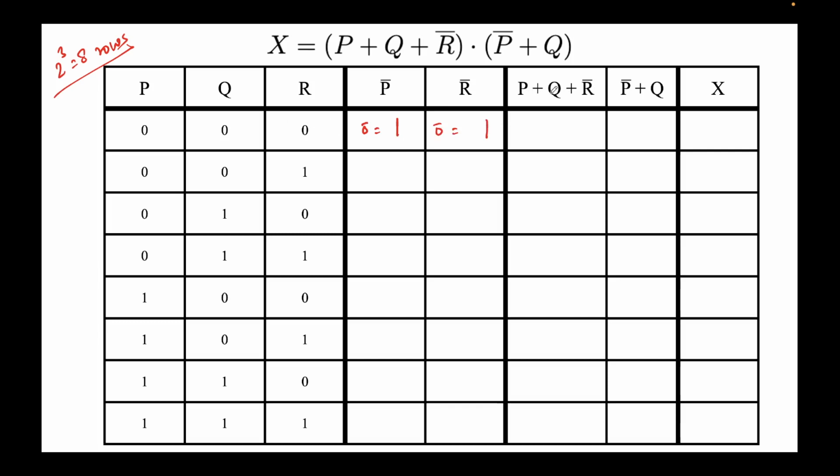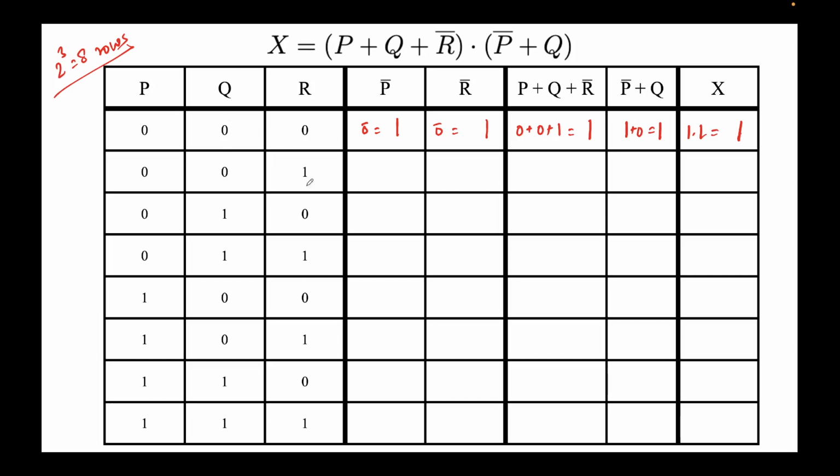And let's evaluate P plus Q plus R bar. The value of P is 0, value of Q is also 0, value of R bar is 1. 0 plus 0 will be 0, 0 plus 1 will be 1, so this will be 1. P bar plus Q: P bar is 1, we have evaluated, Q is 0, so 1 plus 0 will be 1. X is nothing but the multiplication of these two terms. So that is 1 times 1. So the value of X that I have obtained is 1. So I have now completely evaluated this row.